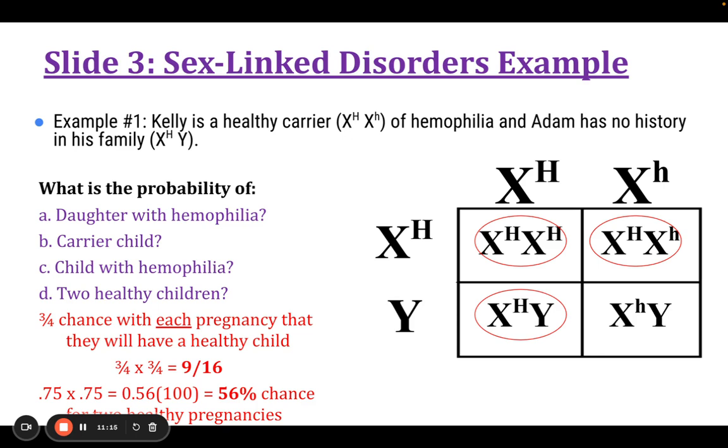So when you do statistical analysis on this, for each pregnancy, you've got to multiply those together to get the probability overall. So that would mean I take 3/4 times 3/4 for my 2 pregnancies, and there would be a 9/16 chance that they would have 2 healthy children. If you want to turn that into a percentage, it would be a 56% chance that they would have 2 healthy pregnancies by turning the percents into decimals, so 0.75 times 0.75, and then multiplying them together and multiplying by 100 to put it in that percent form.